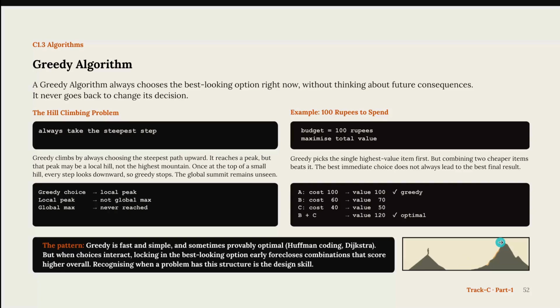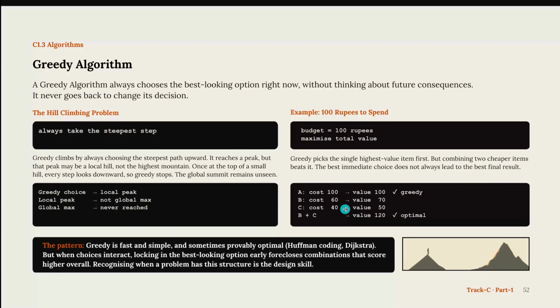Imagine an agent is given 100 rupees to spend and it is asked to use greedy algorithm. What would typically happen is it will try to maximize the total value immediately. Imagine it has a cost of 100 and a value of 100. It will say greedily, hey, I found the best, let's go. It will never look at the other options: cost is 60, value is 70; cost is 40, value is 50. If you add B and C, which is 60 plus 40, you get a value of 120, which is the most optimal value with the same 100 rupees. It never looked at the global max. It just looked at the local max and stopped there.